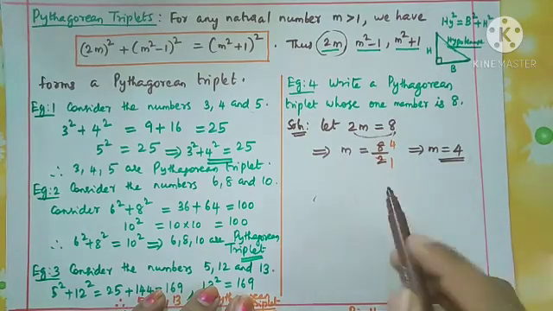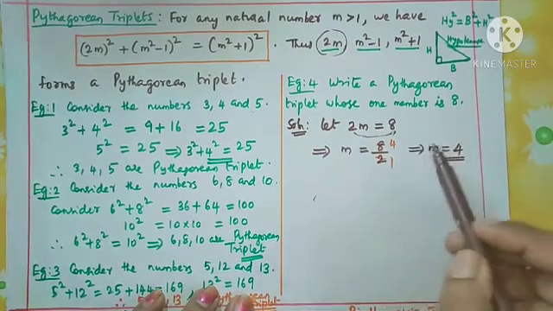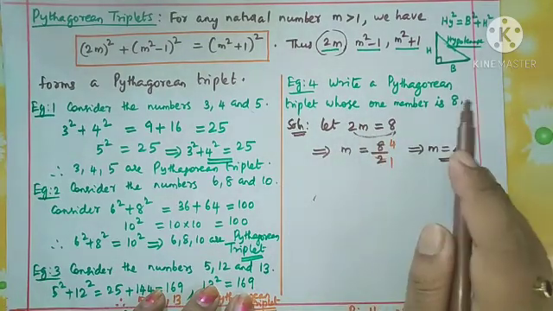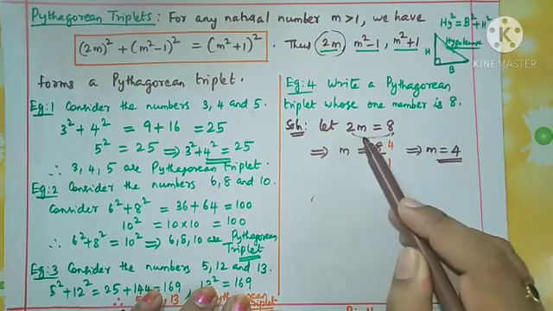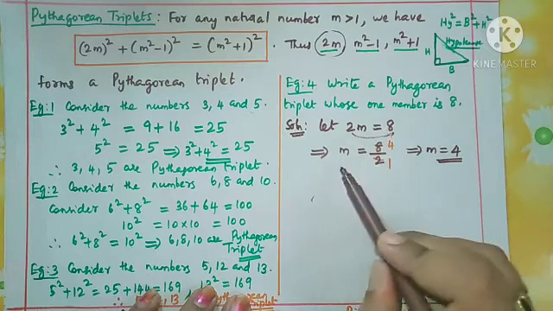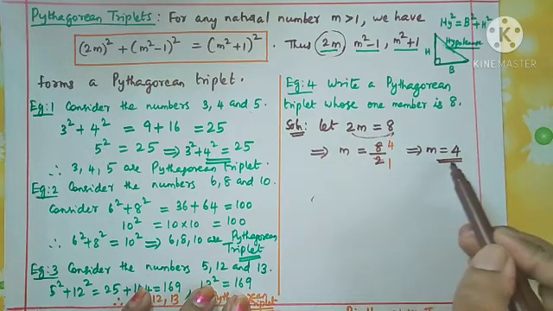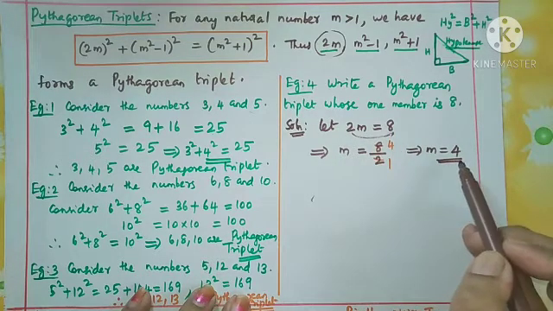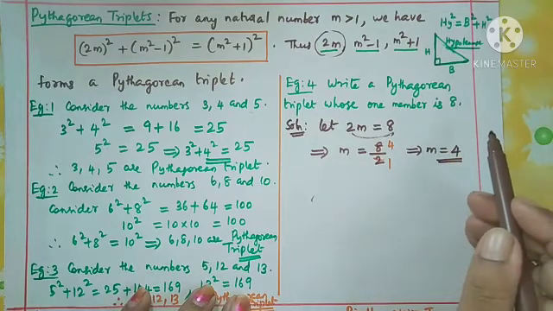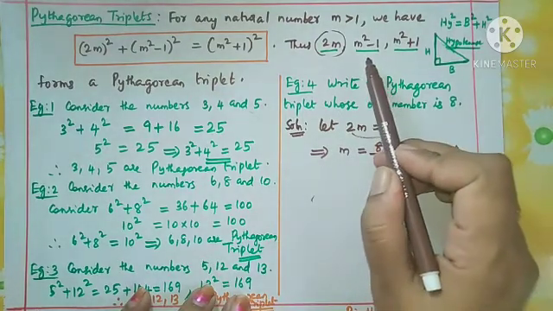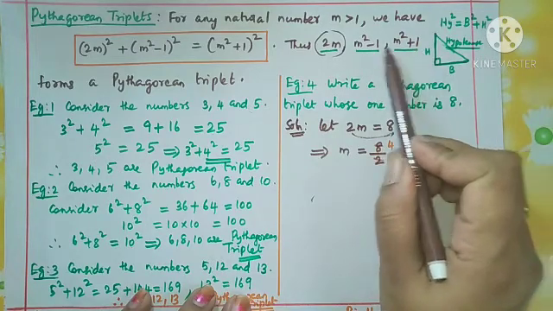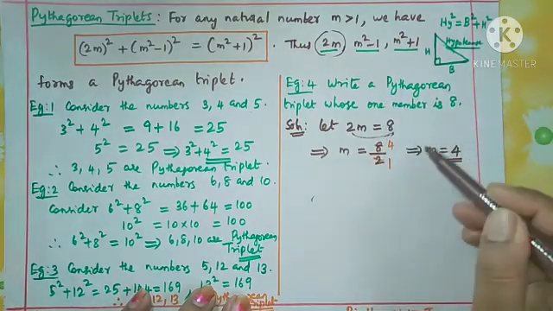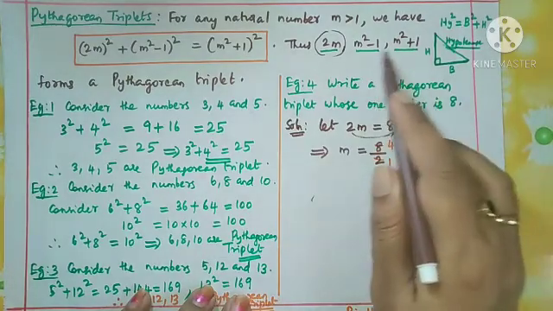So this is the first step. Okay, so in all the problems, the given number you want to take as 2m, and from that 2m you find the value of m. Now what are the other two members you have in our general form? m square minus 1, m square plus 1. So using this value of m, we are going to find those members.